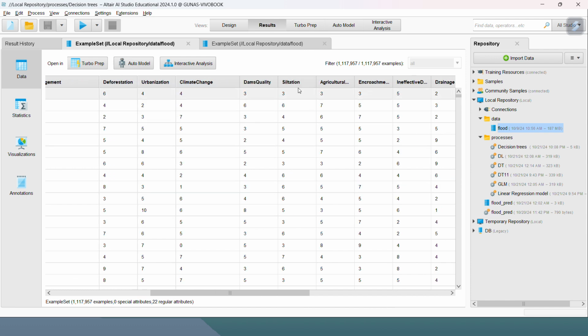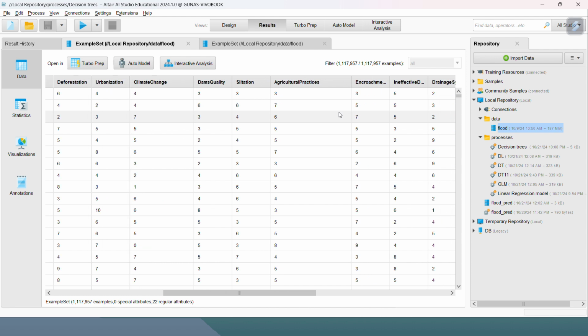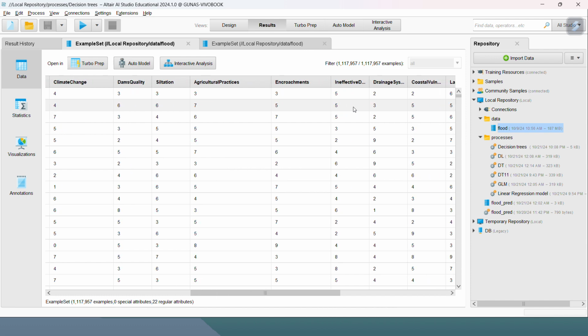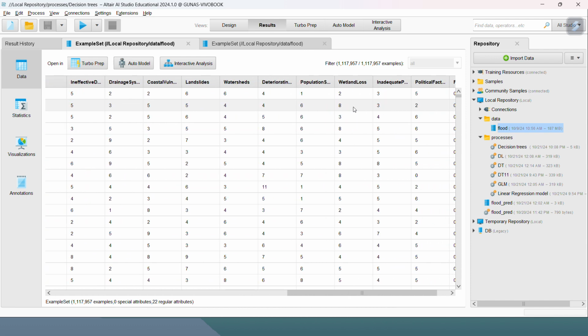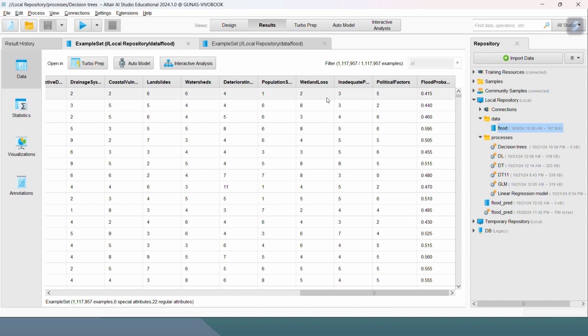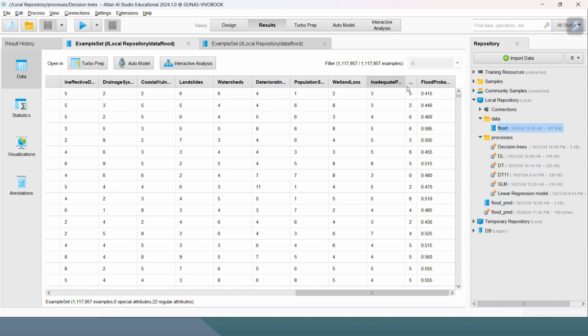And the next one would be siltation, and the next thing is, as we can see, agricultural practices. And the next one is, I think, encroachments. We have some 20 parameters. So this is the flood probability, which is the thing we should be predicting.